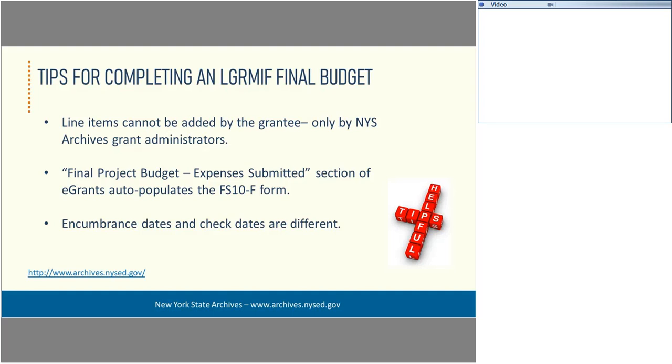Another point to keep in mind before working on your final budget is that encumbrance dates and check dates are two different things. An encumbrance date refers to the date that you officially agreed to do business with a vendor. A check date is the date that you actually paid a vendor for their services. Now that we've covered a few helpful hints, let's look at a live demonstration of how it looks when you complete your final budget.